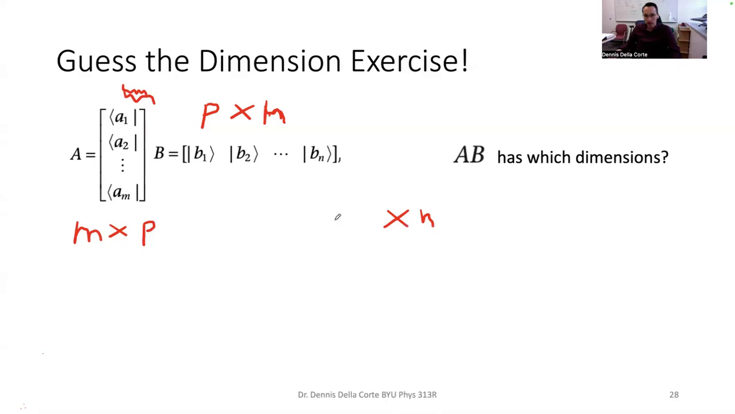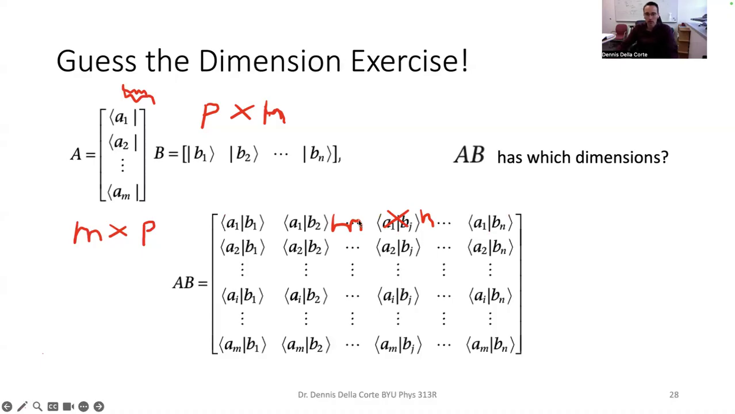And so you're going to get m rows and n columns in this product A times B. If you want to look at what this looks like, you're going to have the bracket product in each of these elements. There's going to be m rows and n columns. So you can also just remember that if you have an m cross p times a p cross n matrix, then the result will be an m cross n.